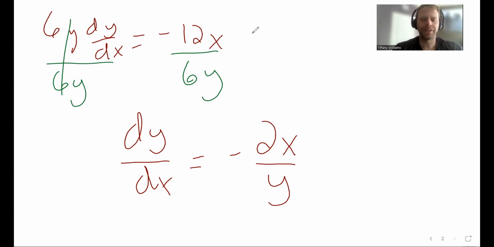Okay. Or y is an expression of x. So this allows us to take the derivative. Like I said, it takes derivatives now of any curves, even if they're not functions. Okay. So that's our first one.